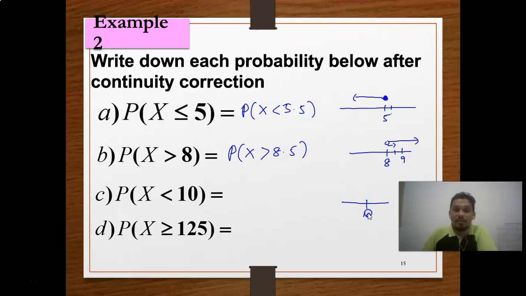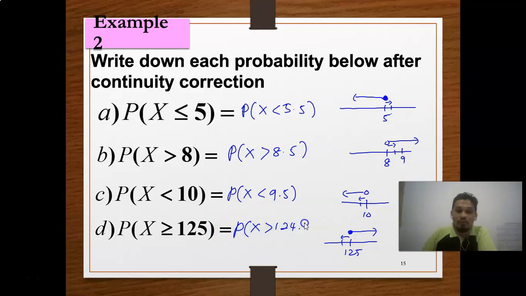And this one, x less than 10. It begins with, equal to 5, so we take 0.5 step to the right. And for this one, it does not include 10, so we take 0.5 step to the left. So it is the probability of x less than 10 minus 0.5, 9.5. And this is x greater than or equal to 125. So that just now does not include 8, so we take 0.5 step to the right. But this time it includes 125, so we take 0.5 step to the left. So we begin x greater than 124.5.